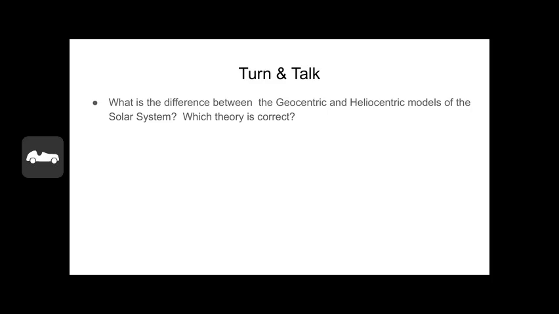I now want you to turn and talk to the person on your right, and I will give you 1 minute to discuss. And when the buzzer goes off, we will sit quietly and eyes will be on me. And then we will go over this as a class. 3, 2, 1, go.